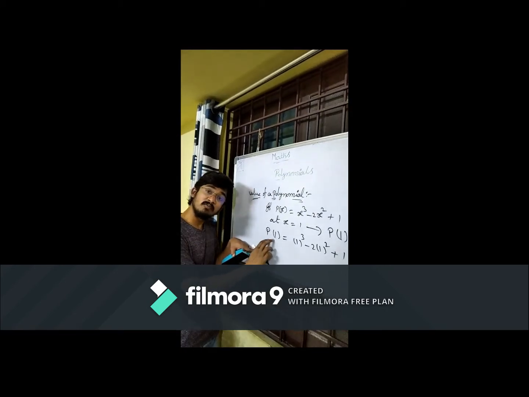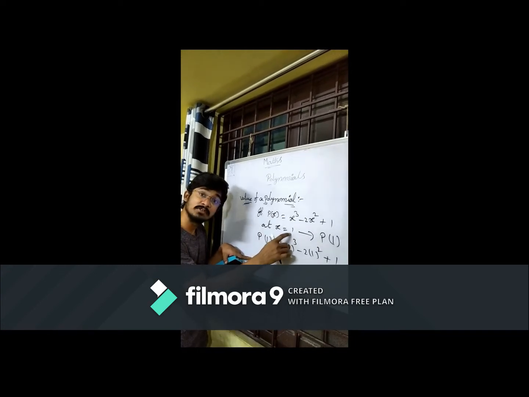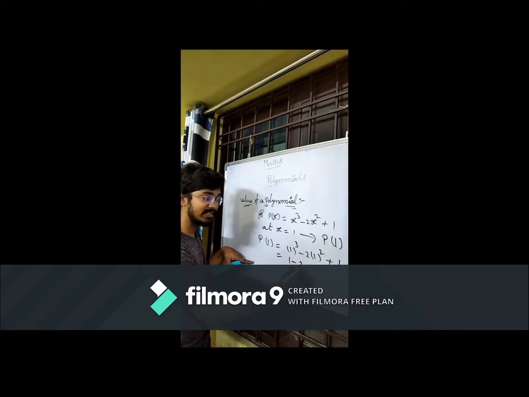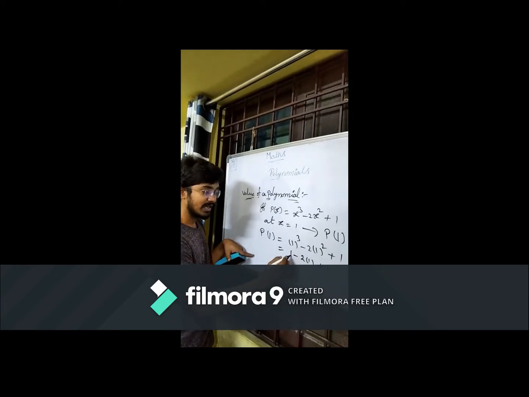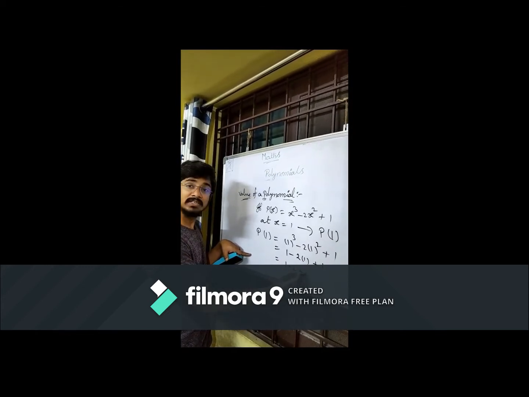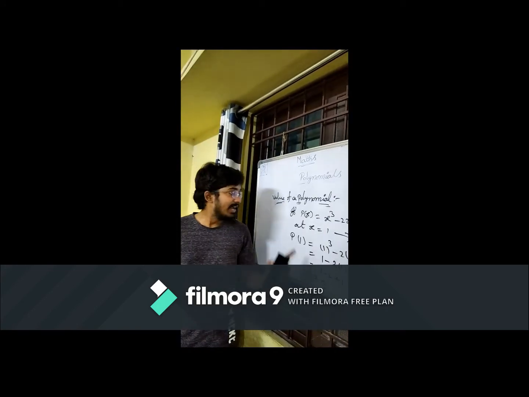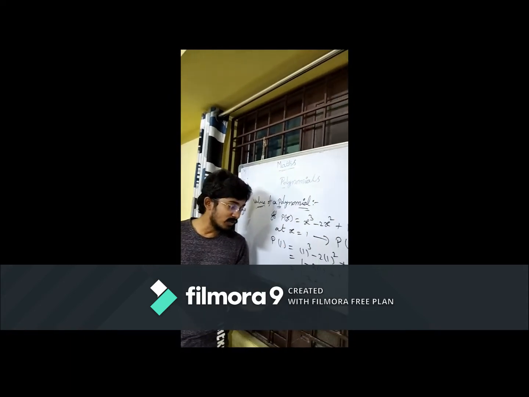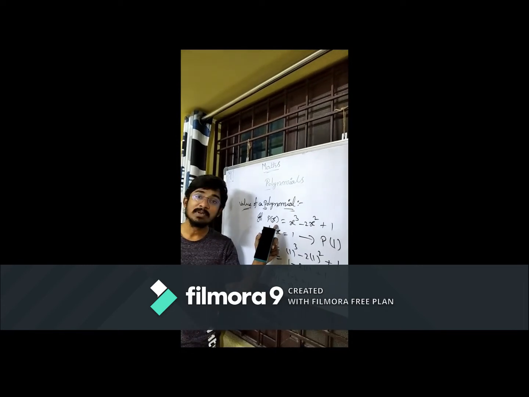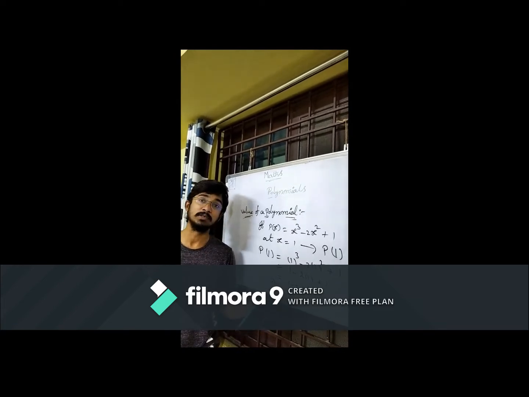This p of 1 value is the value of the polynomial p of x at x equals 1. 1 cube value is 1, minus 2 into 1 square value is 1, plus 1. That means 1 minus 2 plus 1: 1 plus 1 is 2, 2 minus 2 is 0. So therefore, the value of polynomial p of x at x equals 1 is 0. P of 1 equals 0. This is the value.